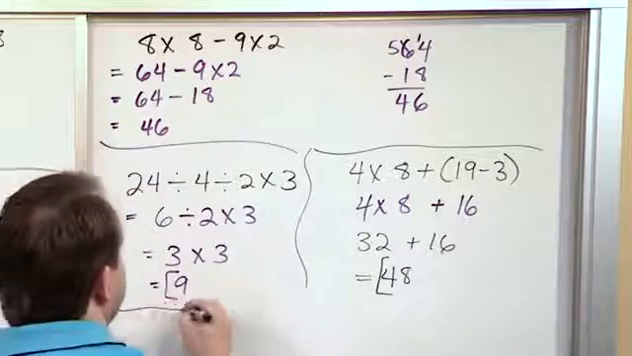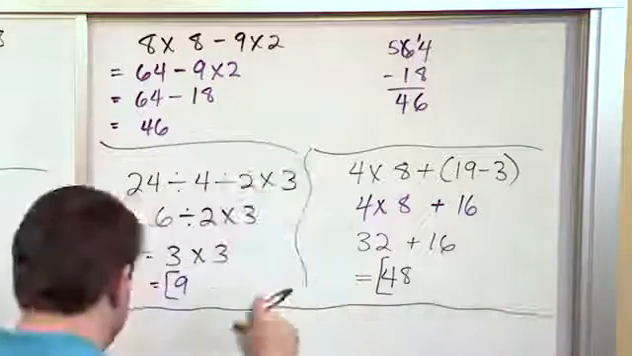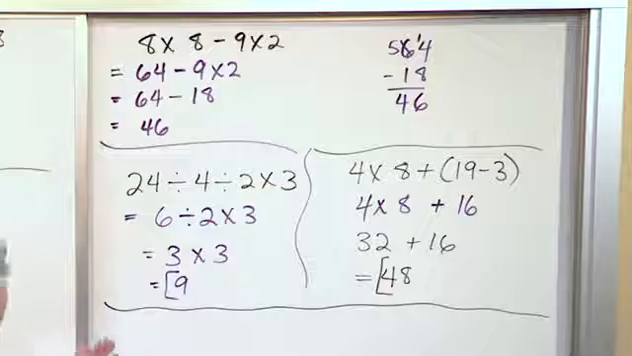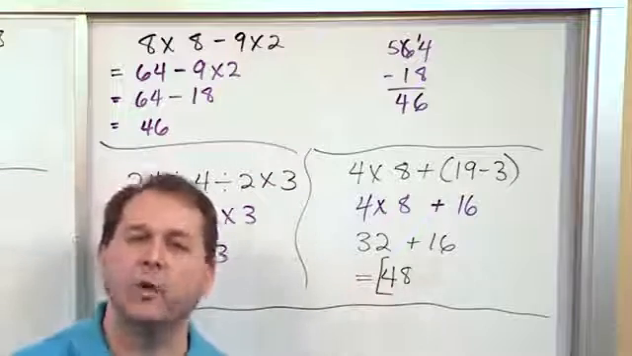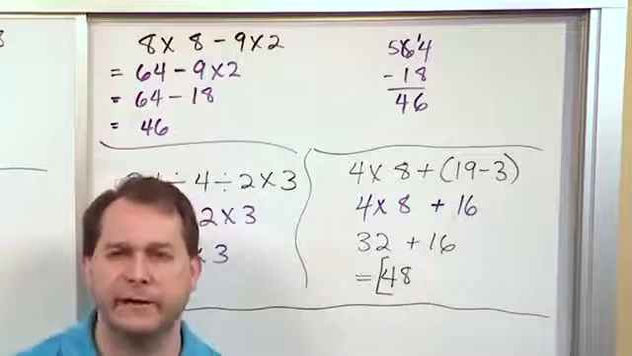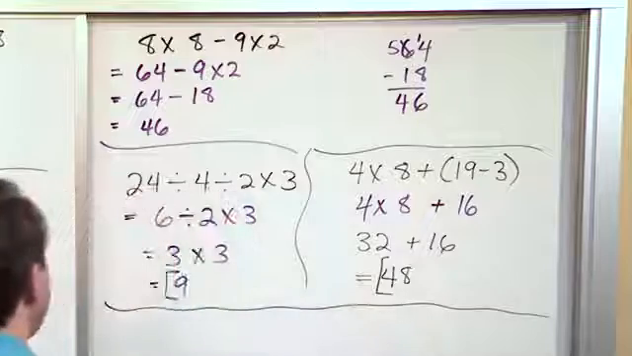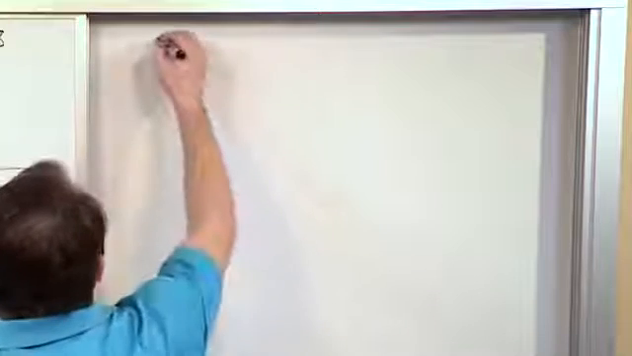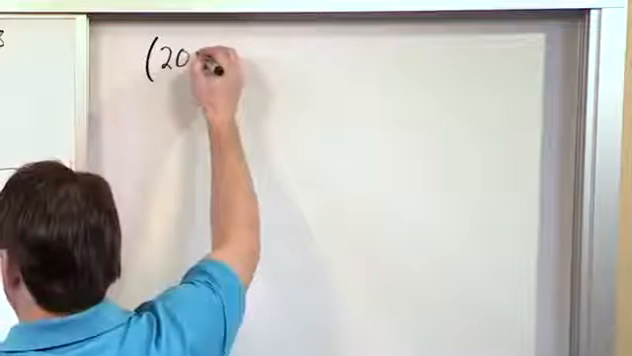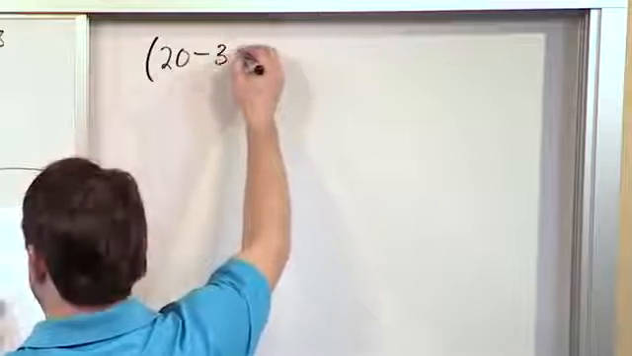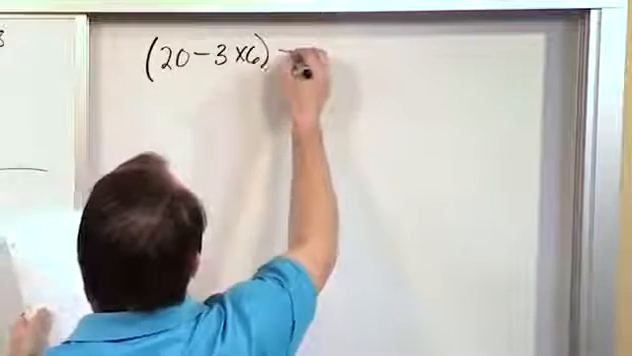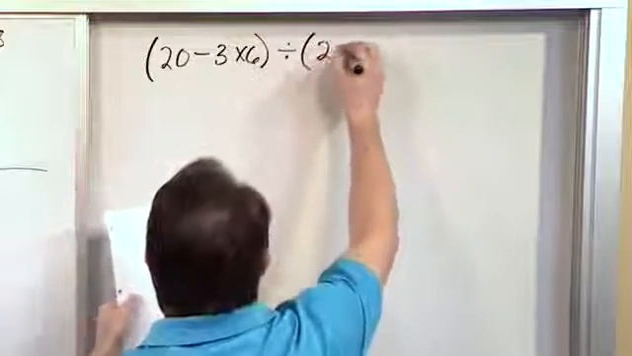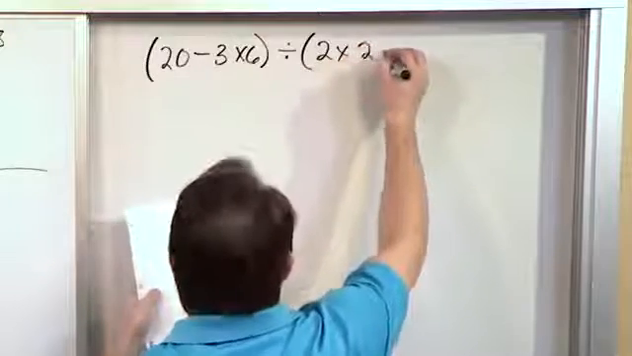That's the final answer. All right, now so far we've been doing problems, and they've been increasing in complexity. But here I want to do one last one just to flex your muscles a little bit and give you a little bit of extra practice. And this will be our last problem for this lesson. And in order to do that problem, I'm going to go off to the next board here. What if we have parentheses 20 minus 3 times 6 divided by parentheses 2 times 2 minus 3.